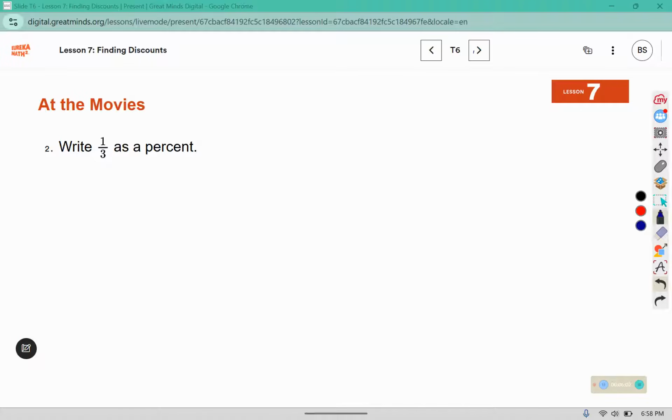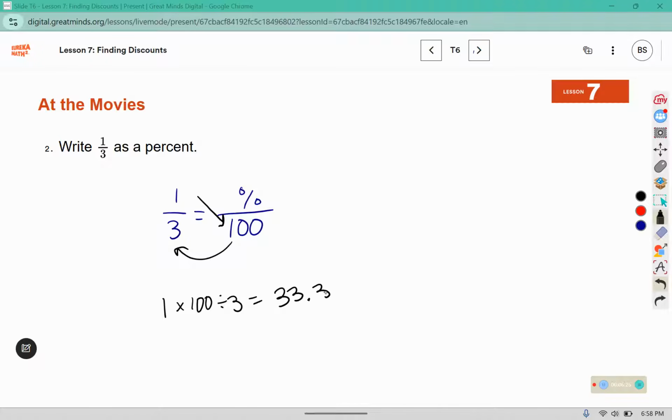Let's start by determining what percent 1/3 represents. So we have this fraction, and if we're trying to turn it into a percent, we can use that proportion just like we have been using. Cross multiply and then divide, which gives us 33.3 repeating. So this is 33 and a third percent, or 33.33%.